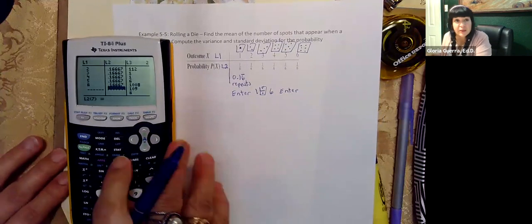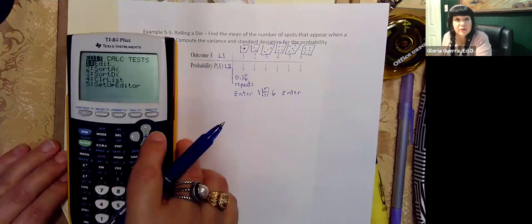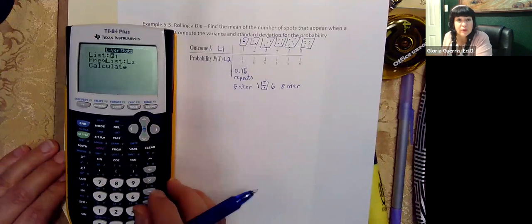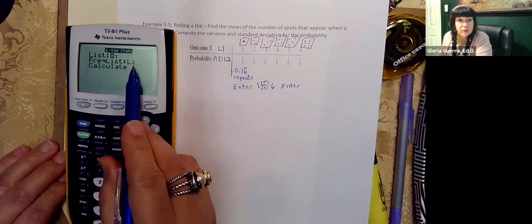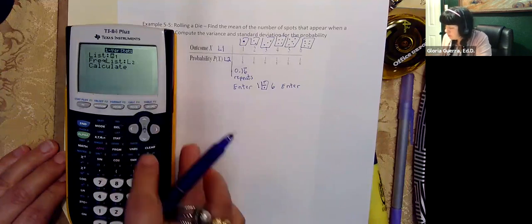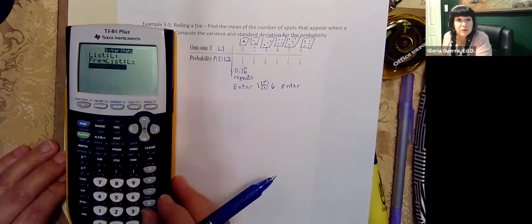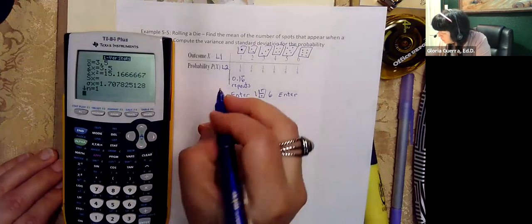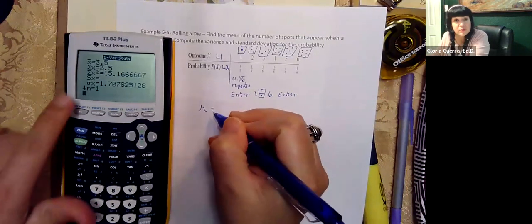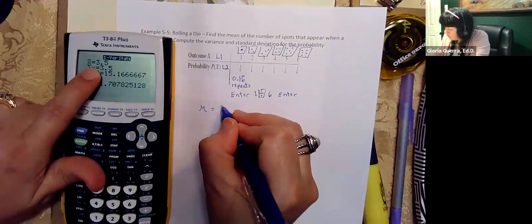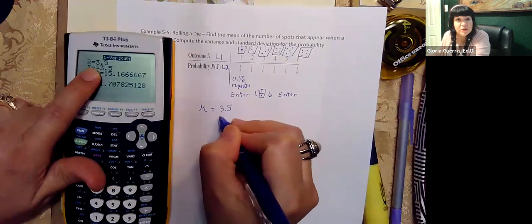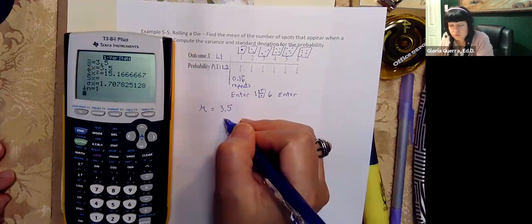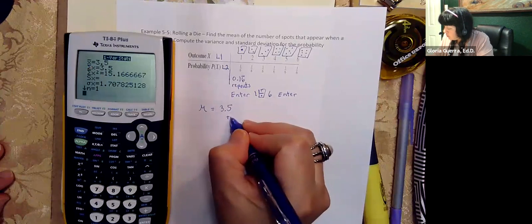Okay, so then you go to stat, calculate, 1 variable stats, and hit enter. This doesn't change the L1, L2 data. This is fine. Okay, and then calculate. All right, and so now your mean is mu, but you look at the X bar and you see 3.5. And you don't have to round. This is already to the nearest tenths, so we're good.